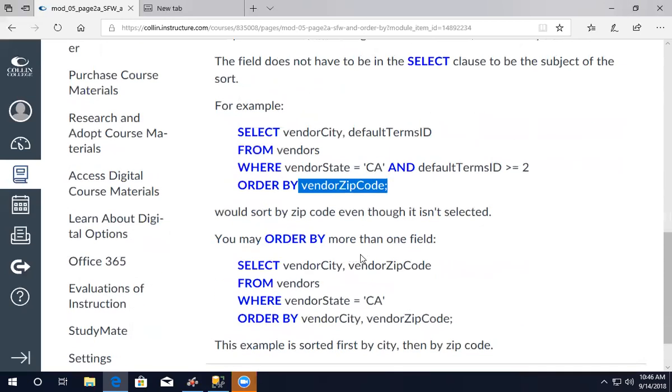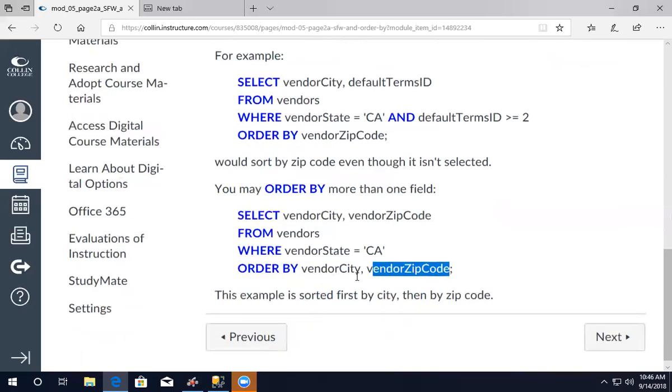Here it is. You may order by more than one field, sort by vendor city. After you sort by city, order by zip code. Example, sorted first by city, then by zip code. Questions here?